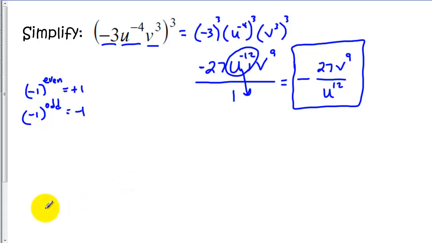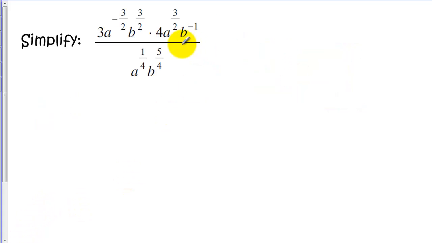So let's look at the next one. Okay, in this one we have fractional exponents, but the properties for fractional exponents are the same as when we have integer exponents. So maybe we might want to approach the numerator here and simplify the numerator. So we've got the constants which we want to pair up. So we have 3 times 4, that's 12. And we have a's to pair up. Now when we multiply two items with the same base, we add their exponents. So we have -3/2 from this first term plus 3/2.